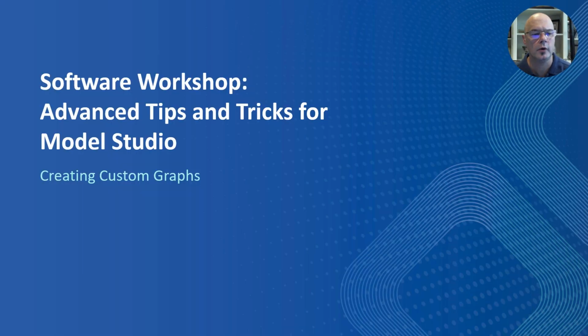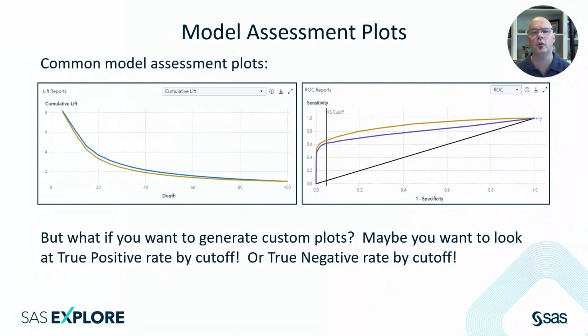All right, what about creating custom graphs in Model Studio? We know that Model Studio generates several graphing tools for you automatically, but what if we want to generate a custom graph? Well, no problem, we can do that. Here are two common model assessment plots that are generated automatically. In fact, they're families of plots. We have multiple lift report plots that are available. Those are usually based on response type metrics. So for example, cumulative lift, and we've got the ROC reports, which essentially gives information such as true positives and true negatives.